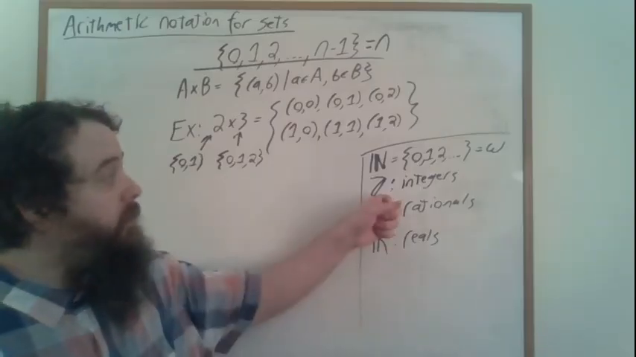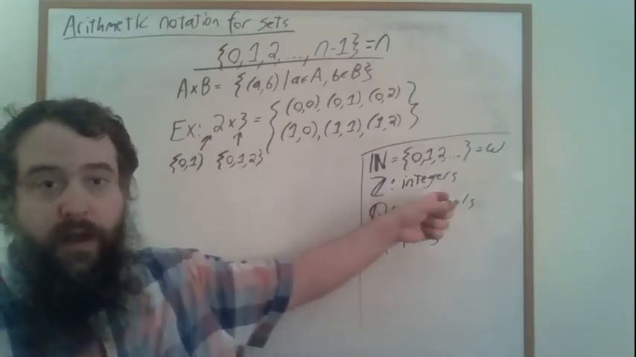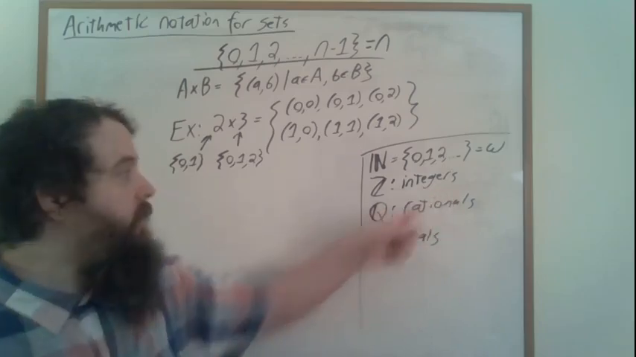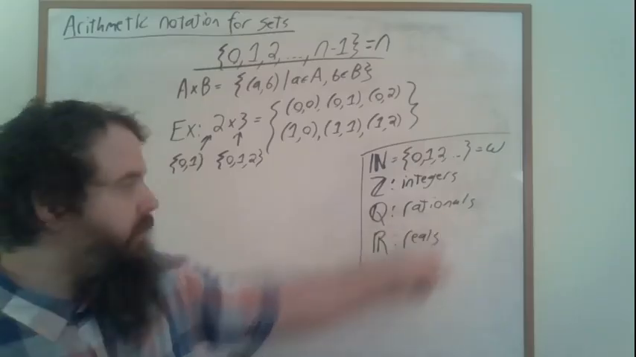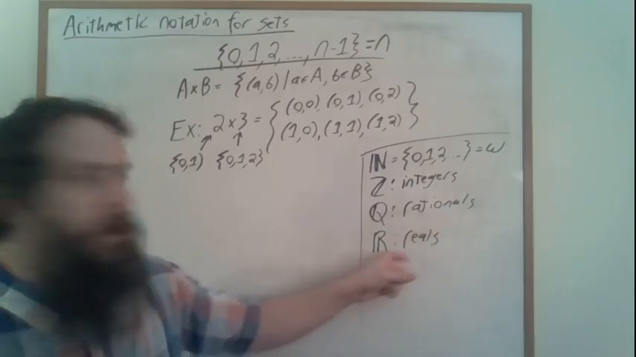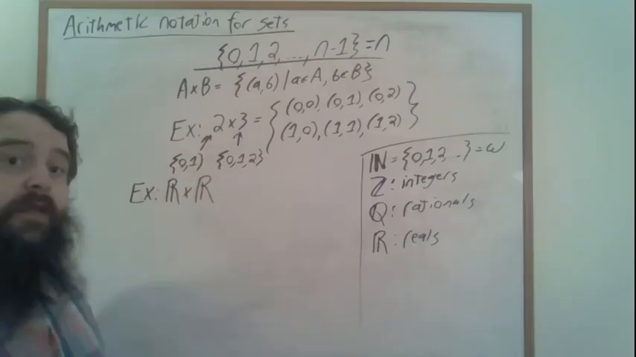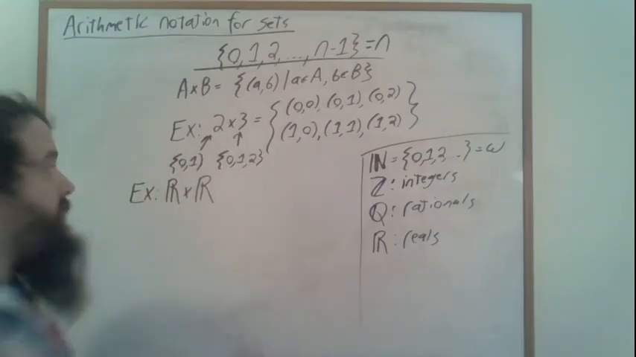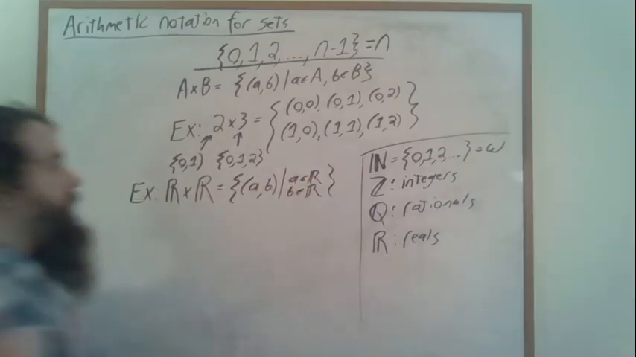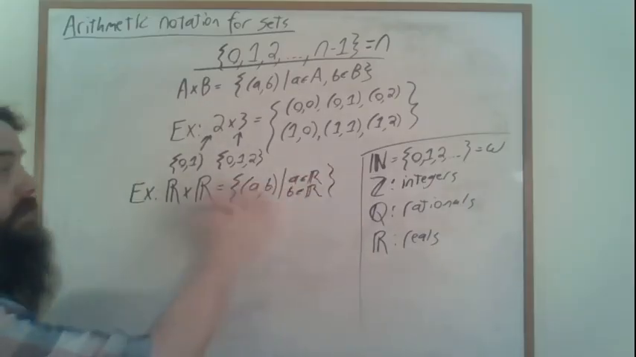We use a Blackboard bold Z to refer to the integers, the word number starting with a Z, of course. We use Q to refer to the rationals, of course, quotients, and the letter R for the real numbers. For instance, you may have seen the notation R cross R. This is just the set of all pairs of real numbers.